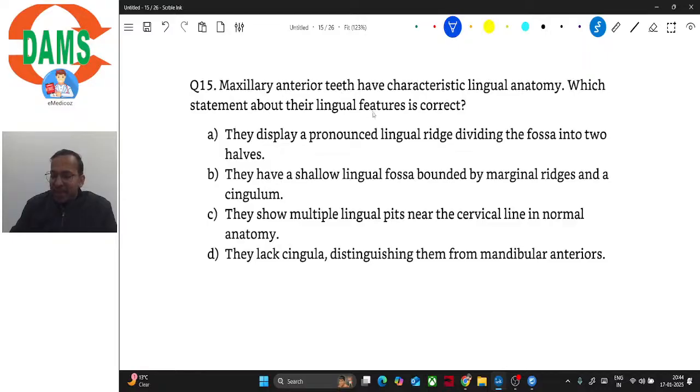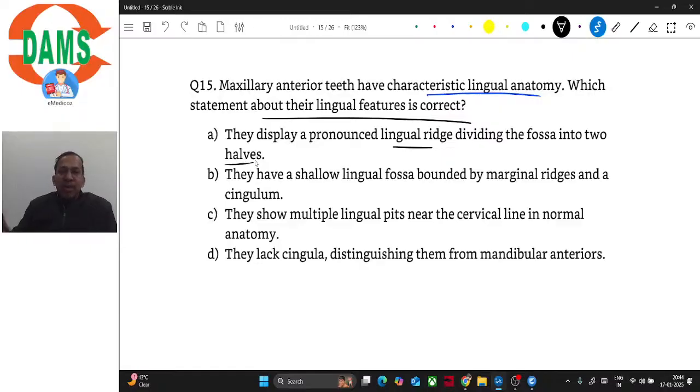Maxillary anterior teeth have characteristic lingual anatomy. Which statement about their lingual features is correct? So we have to talk about the lingual features of maxillary anteriors. They display a pronounced lingual ridge dividing the fossa into two halves. So do we always have a ridge which divides the lingual fossa into two halves? The answer would be no, because the lingual ridge is often present in the canines and not on the incisors. So option A is incorrect.